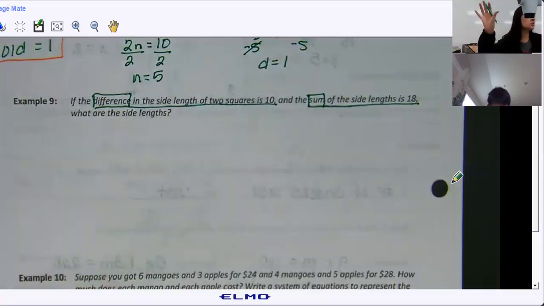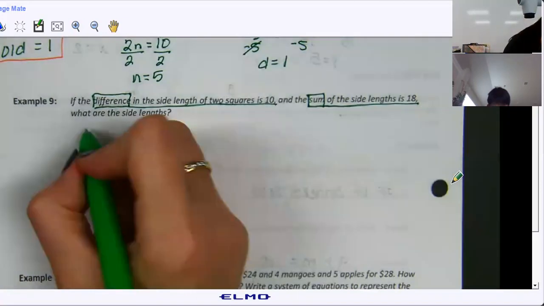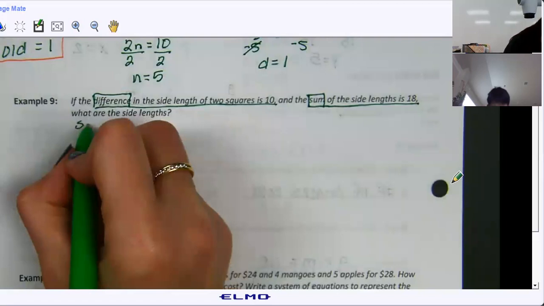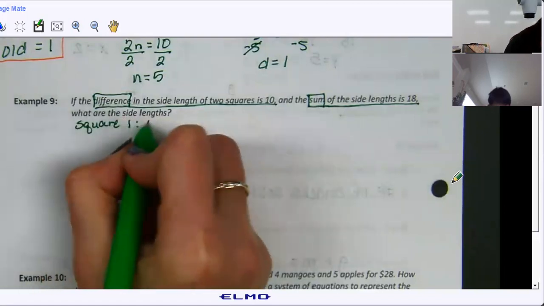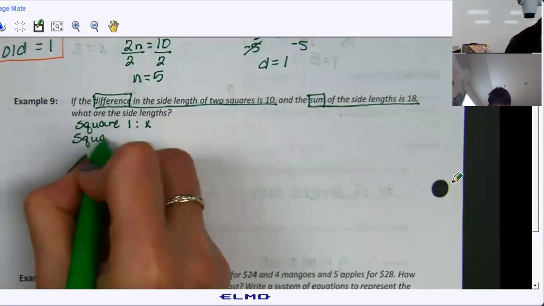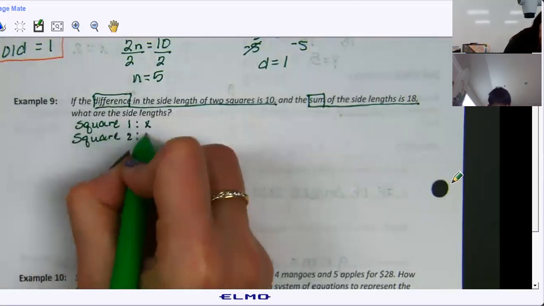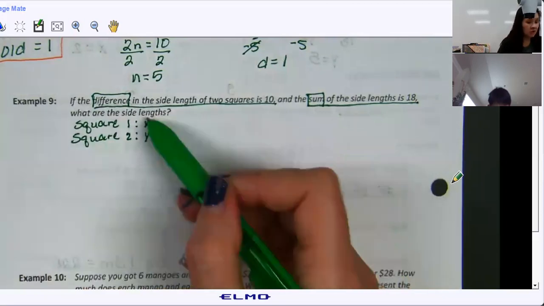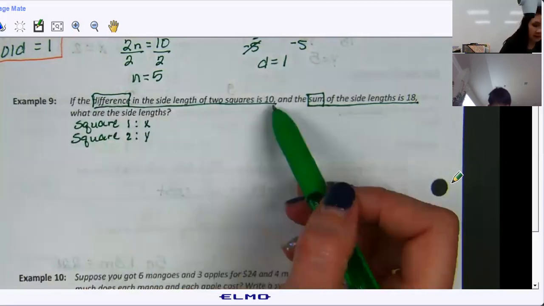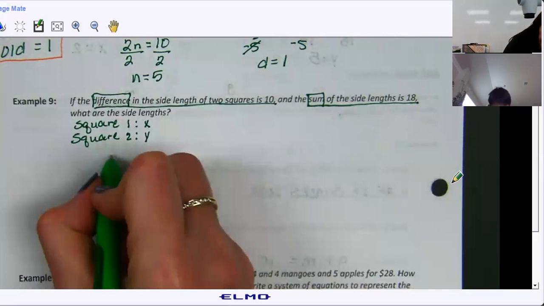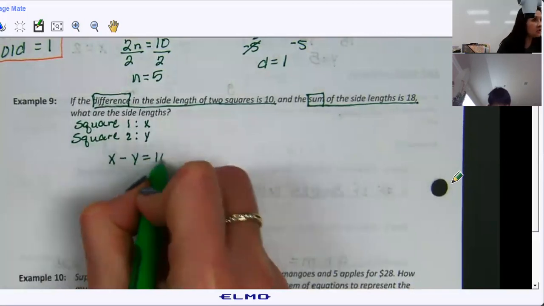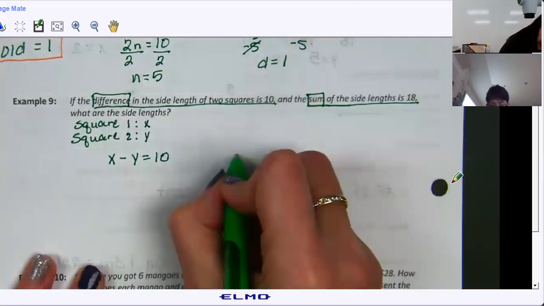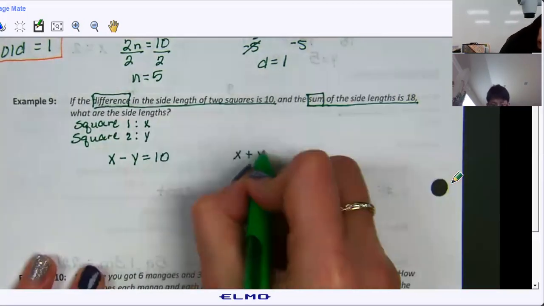So if you think of 2 squares, the side lengths are all the same. So let's make square 1 the x and square 2 the y. So it's saying that the difference between these two is going to be 10. So that would be x minus y equals 10. But the sum of these two is 18. So x plus y equals 18.